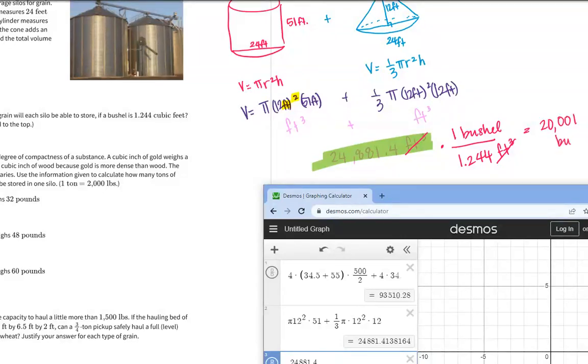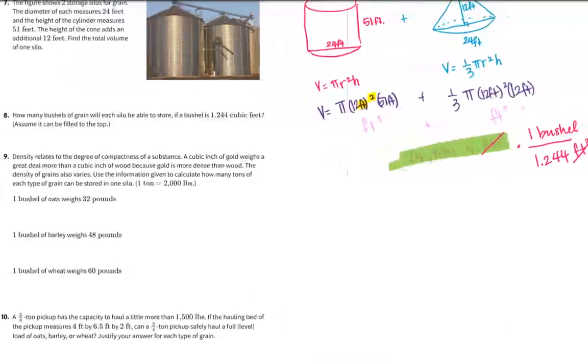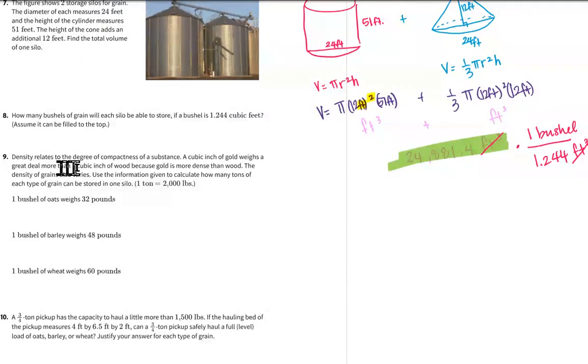Okay. So now we can do number 9, which I was really confused about. Like, how am I not understanding this problem? Okay. So density relates to the degree of the compactness of a substance. A cubic inch of gold weighs more. The density of grain also varies. Use the information given to calculate how many tons of each type of grain can be stored in one silo. So I'm going to go with 20,001 bushels. So if 1 bushel of oats weighs 32 pounds, how much would 20,000 bushels weigh?